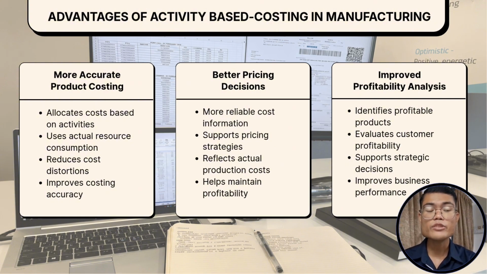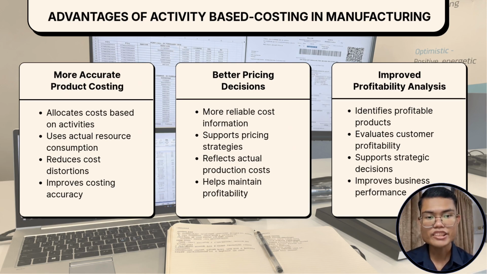The second advantage of activity-based costing is better pricing decisions. ABC supports pricing decisions because it provides more accurate and reliable cost information. When companies understand the true cost of producing a product, they can set selling prices more effectively. The articles explain that accurate cost information helps management avoid losses caused by inaccurate cost allocation and supports better pricing strategy. ABC also helps companies determine the actual cost of production so prices can better reflect the resources consumed.